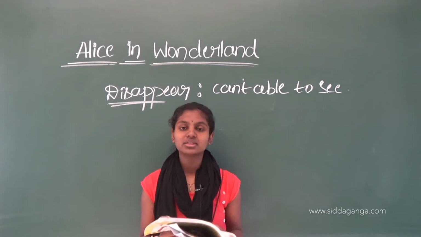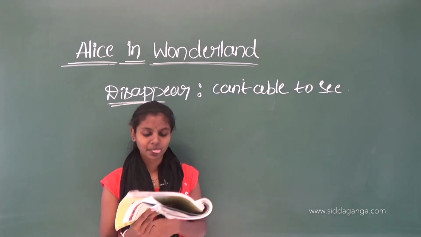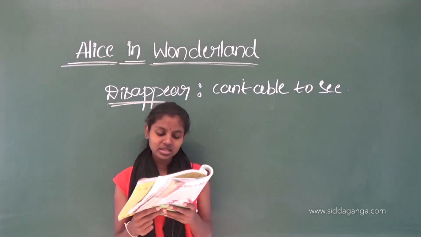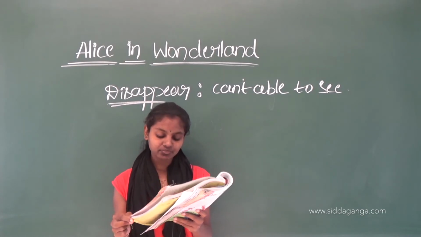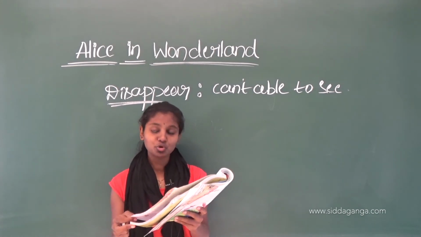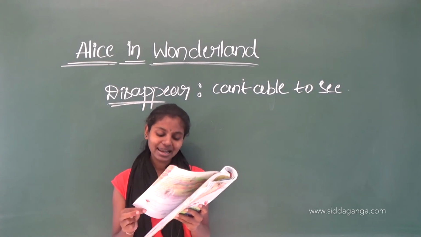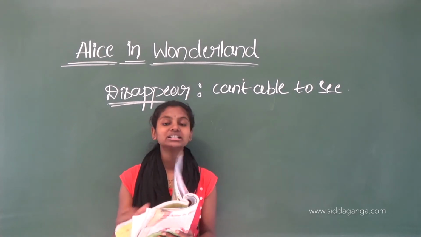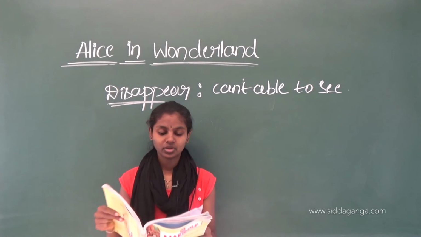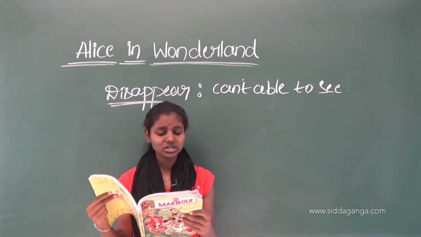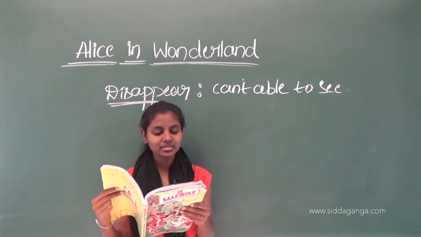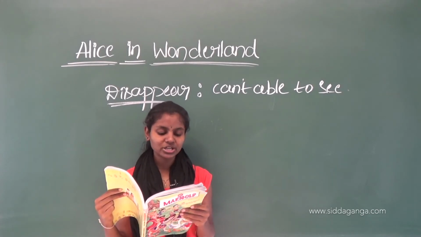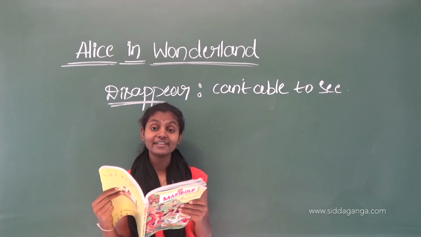Open page number 67. First I will read this. Okay. Alice stood up and saw a small door about 15 inches high. It was too small for her to go through. She saw a glass table with a golden key on it. She tried the little golden key in the lock and to her delight it fitted. Alice opened the door and looked into the loveliest garden she had ever seen.